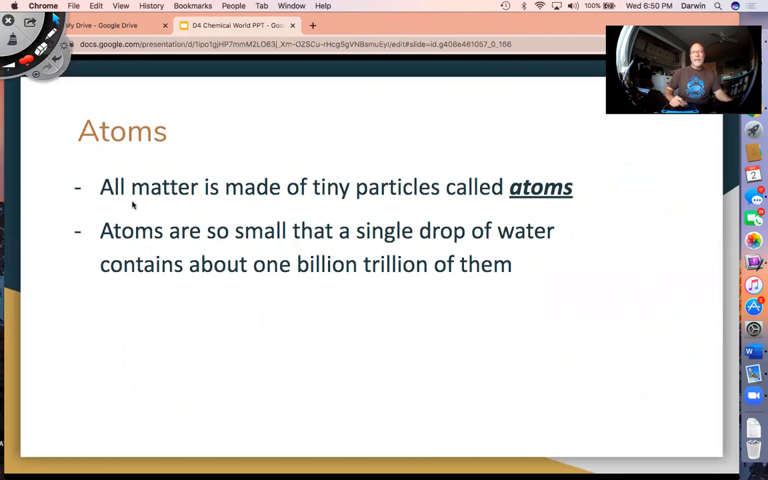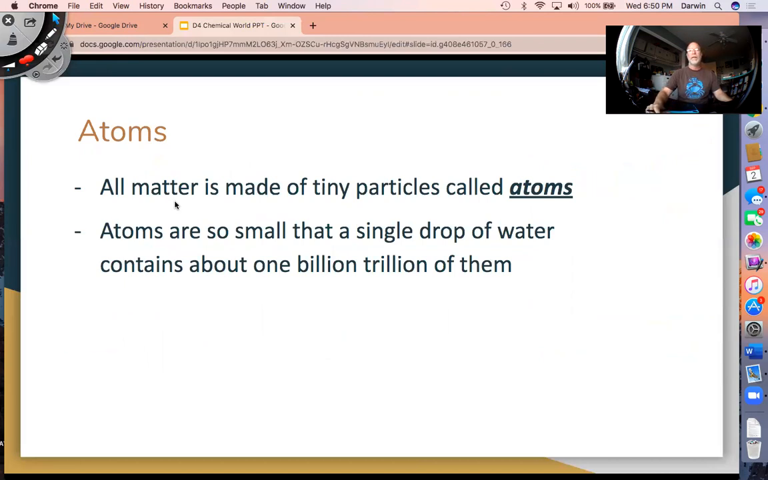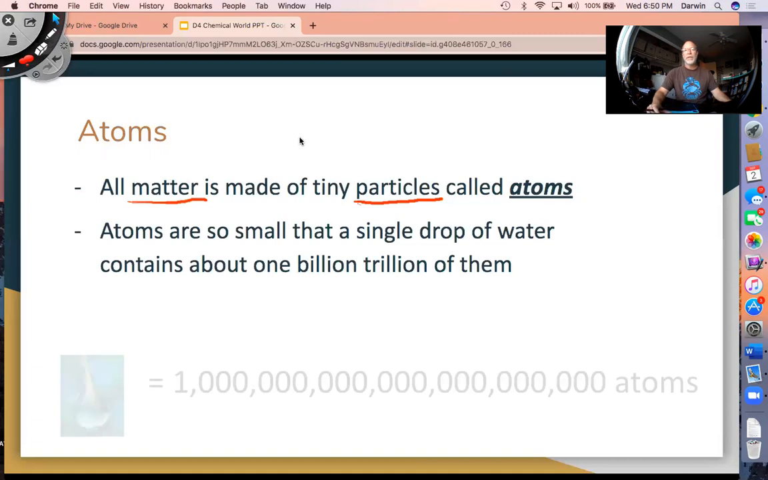An atom is matter. An atom takes up space. An atom has mass. An atom is an actual particle. So you've heard this term before, atoms. And atoms are so small that in a single drop of water, you have about 1 billion trillion of those atoms. So how small is 1 billion trillion?